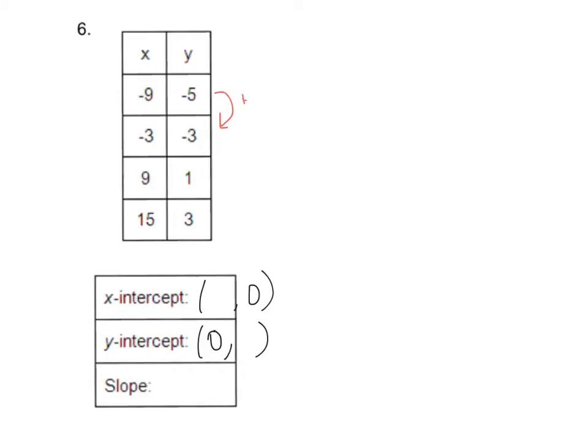-5 to -3, that's +2. -3 to 1, that's +4. 1 to 3, that's +2 again. Left side, -9 to -3, that's +6. -3 to 9, that's +12. And 9 to 15 is +6.